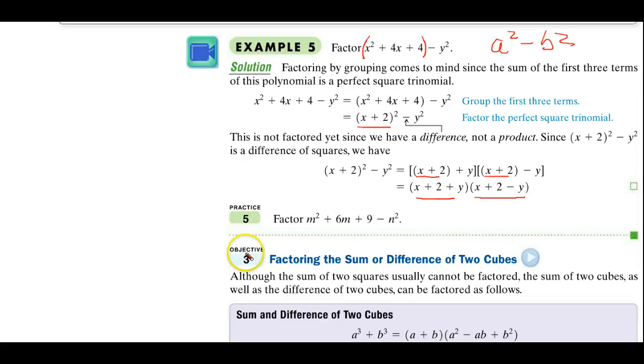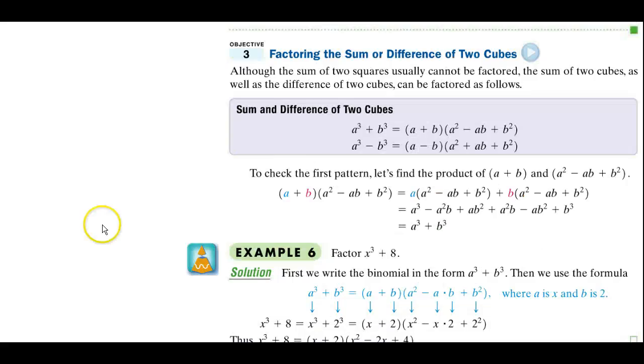Now, we are being exposed to a new type of factoring in Objective 3, and that is factoring the sum or difference of cubes. So looking at the model they're giving us, here this is a cube and this is a cube, and it's the sum. This is a cube, this is a cube, and it's the difference. So factoring the sum and differences of cubes. Now there is a recipe for this.